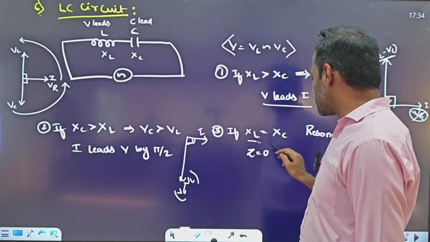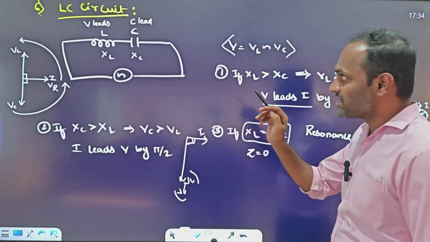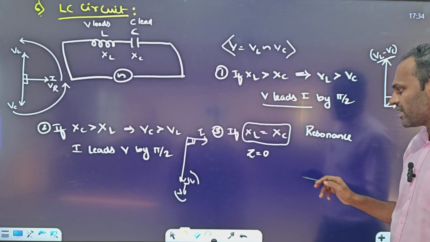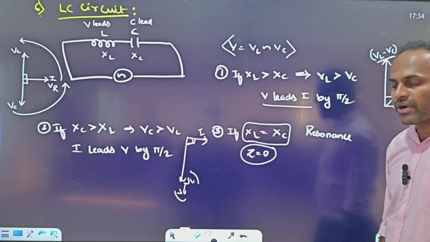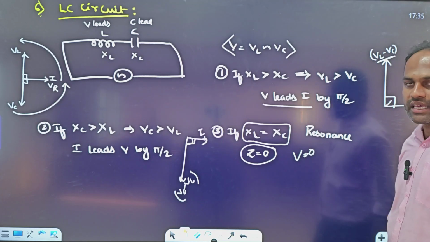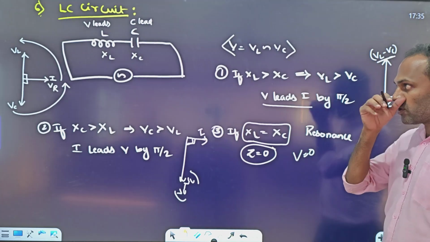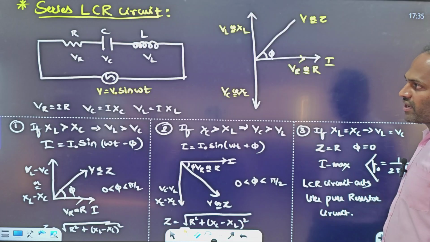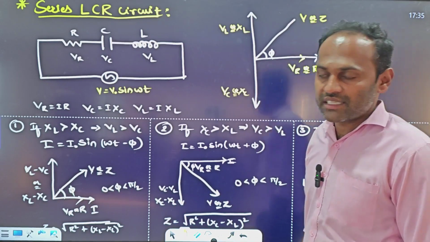And if XL and XC both are equal, this is called resonance of LC circuit. Resonance of LC circuit, and in this case Z will be 0, impedance will be 0, right? And resultant voltage will also be 0 in this case. That's all about LC circuit. Next we'll go for very important circuit, that is series LCR circuit.